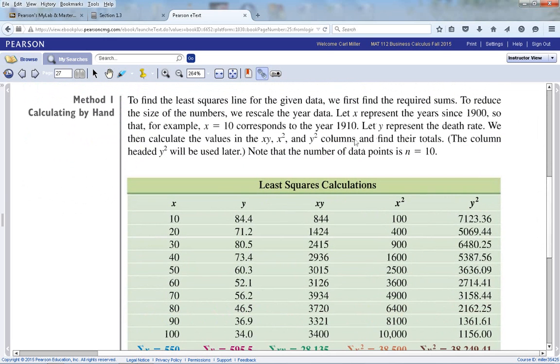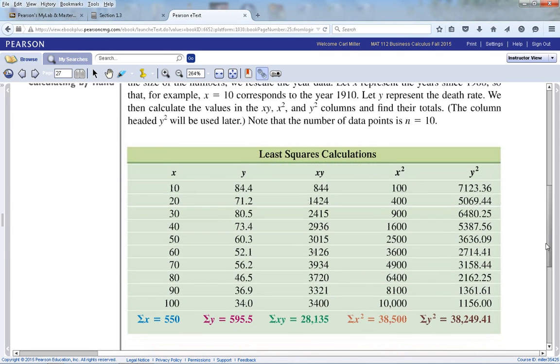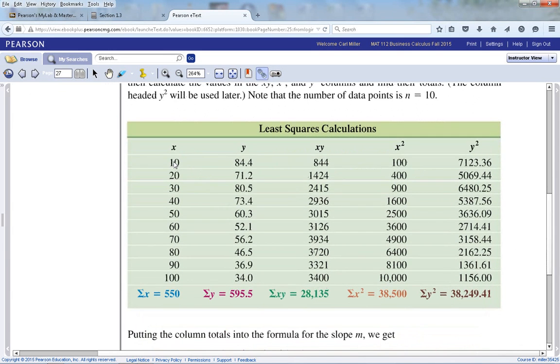So back to the example we had, instead of the year, we're going to say years since 1900. So we subtract 1900 from each of the years. So the x values run from 10 to 100, and those correspond to the actual years of 1910 to 2000. The y values were the death rates. And what we're going to do is simply add the x values together, and we get 550. Add all those death rates together, and we get 595.5. So that's the sum of the x's and sum of y's.